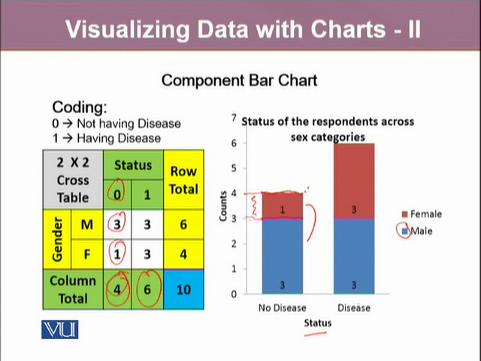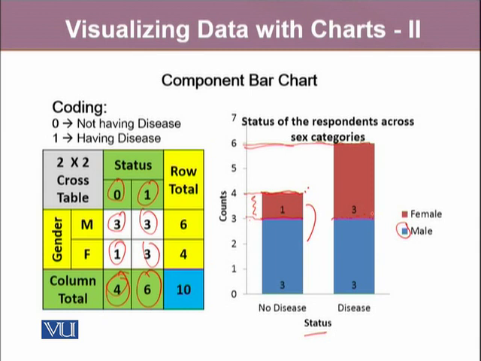Like in the disease category, the marginal total for the disease status is 6. So the height of the bar is 6, and it's further divided into 3 and 3. So here goes the bar. These bars are called component bar charts.